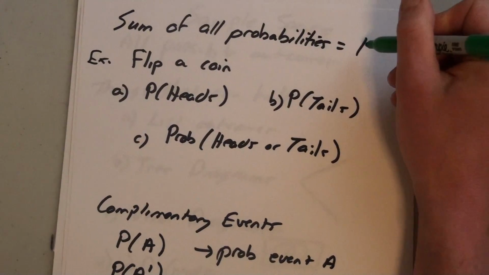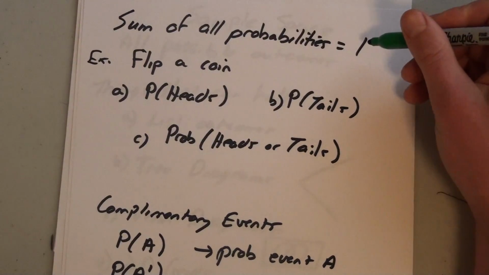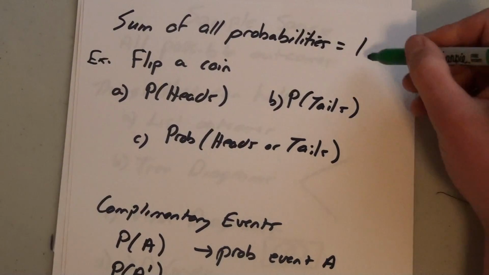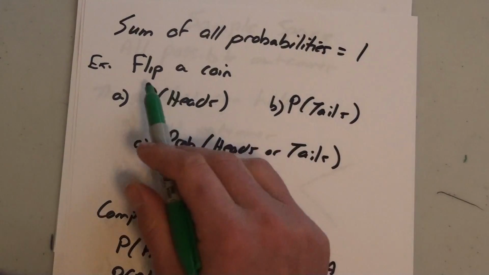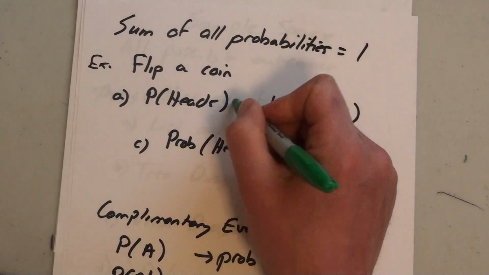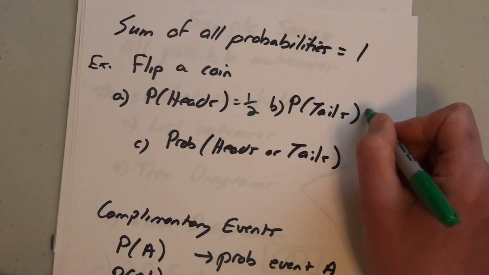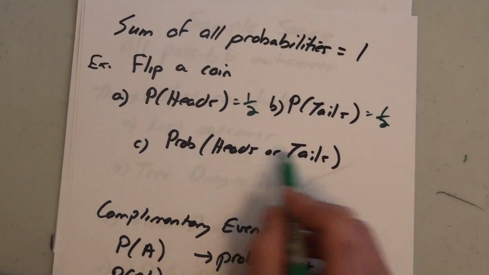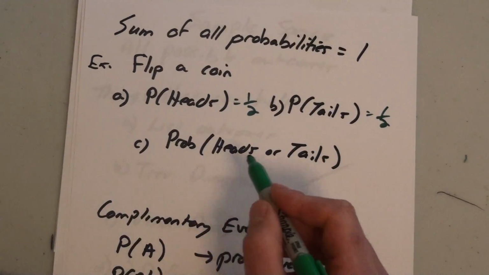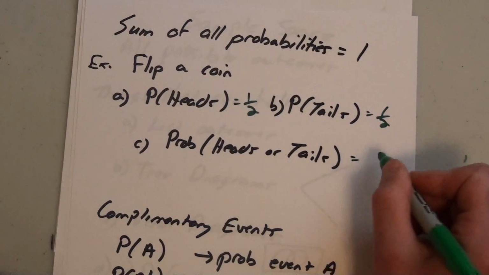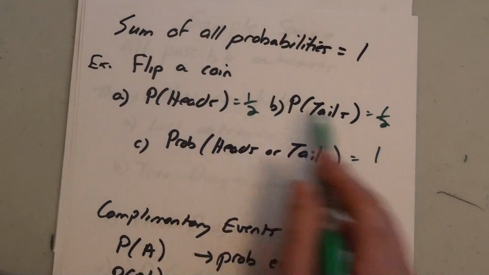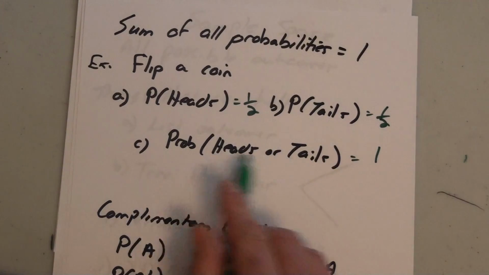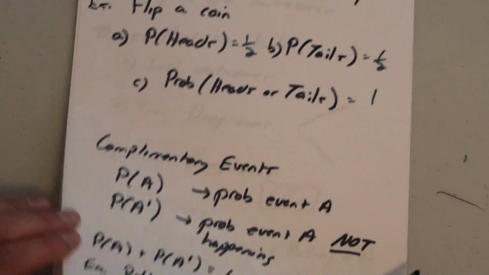The sum of all probabilities has to add up to 100%. Something's going to happen. You have it, you don't have it, one of the different scenarios, it's all going to add up to 100%. If I flip a coin, probability of getting heads, 1/2. Probability of getting tails, 1/2. Probability of getting heads or tails, those are the only 2 scenarios that can happen. It's 100%. It's equal to 1. One of those 2 is going to happen when you flip a coin. You're going to get heads or you're going to get tails.